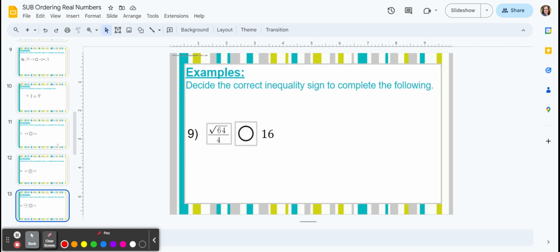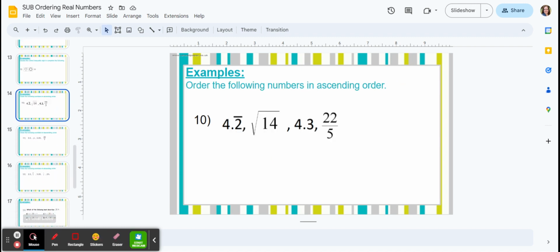Okay, and now we're going to be ordering in ascending order. If you remember, ascending means the airplane's going up in the air, so it's from the lowest point to the greatest point, least to greatest. We want to put them all in the same format. So this is 4.2 and 4.3, which we already have in the tenths place, so we're going to stay with the tenths place. We need to convert a couple of the numbers. So we're going to take the square root of 14, which gives us 3.7.